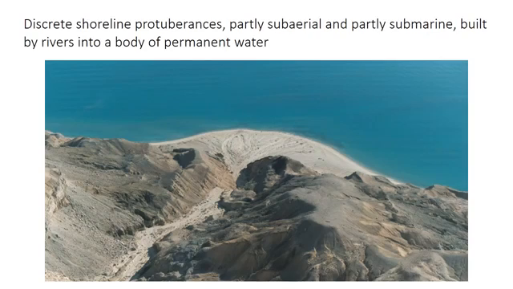So deltas are protuberances or bulges in the shoreline where the river enters into a larger water body, like the ocean or lakes. The river will then build outwards, building this subaerial part of the delta, the above water part, but there's also a submarine or below water part of the delta as well.